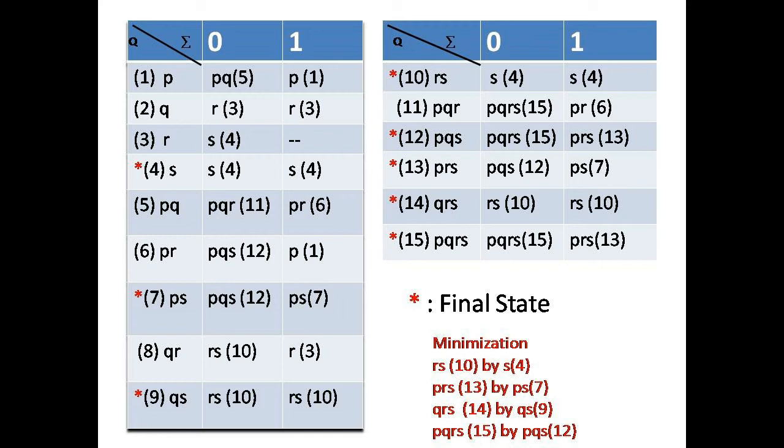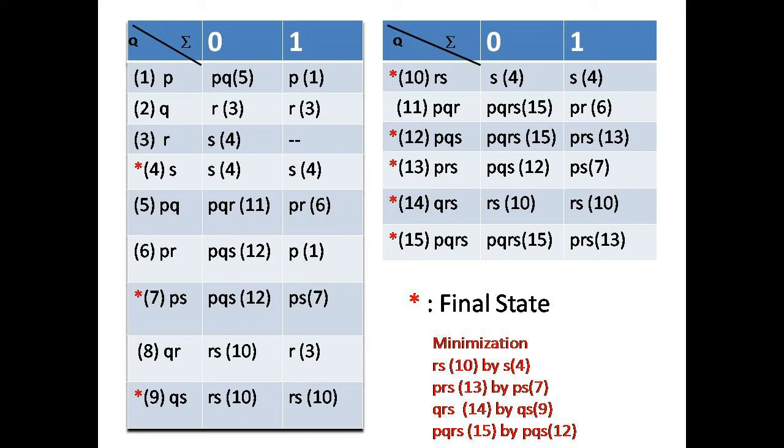See, in our example, there is a replacement of RS by S. If you see the RS state, on 0 symbol it goes to S, and on 1 symbol it goes to S. And on S, on 0 symbol it goes to S, and on 1 symbol it goes to S, and both are final states. We can replace RS by S.